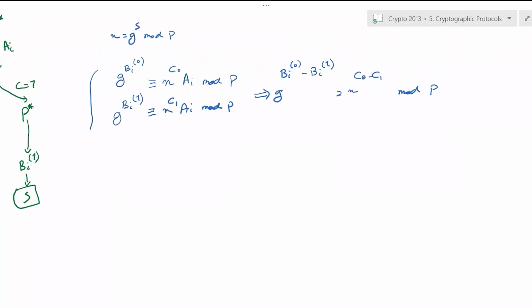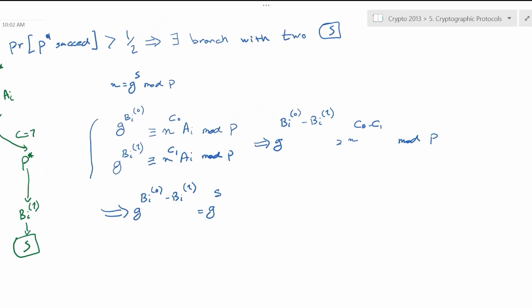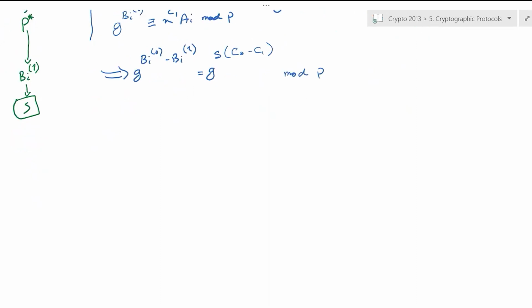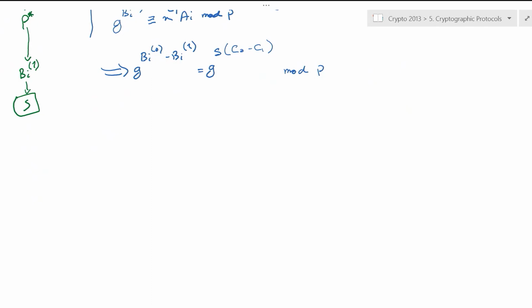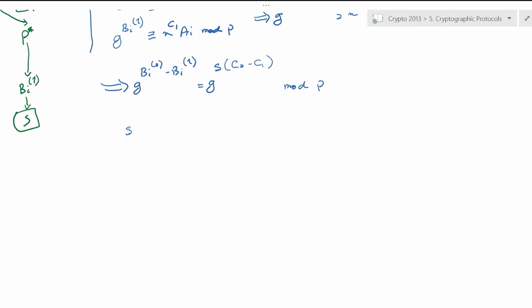And looking into this equation, we know that x is nothing but g to the s. So then I can say that g to the power b_i of 0 minus b_i of 1 is equal to g to the s to the power c_0 minus c_1, right? Mod p. And then from here, p is known, g is known, the b_i's we know, and the c_i's we know. So the only unknown in this equation is s. So that means that s equals b_i of 0 minus b_i of 1 divided by c_0 minus c_1 mod p.